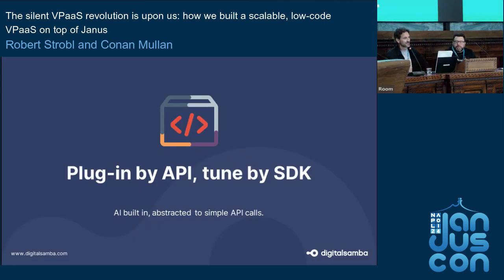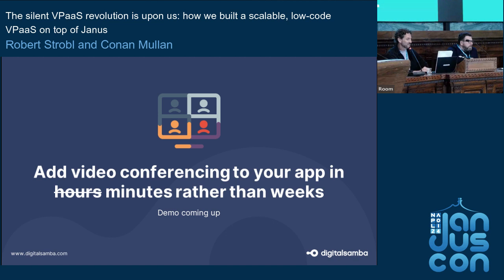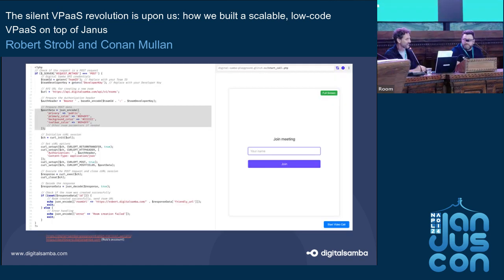So here's how we think this should work. You plug into Digital Samba via the API, and then you tune or fine-tune it via the SDK. We really try to abstract everything, give you access as developers with very simple API calls, and even AI in this case is built in. And we're demoing this today as well for the very first time. So here's our promise: add video conferencing to your application in minutes rather than months. And we're going to put our money where our mouth is now and show you how it's done.